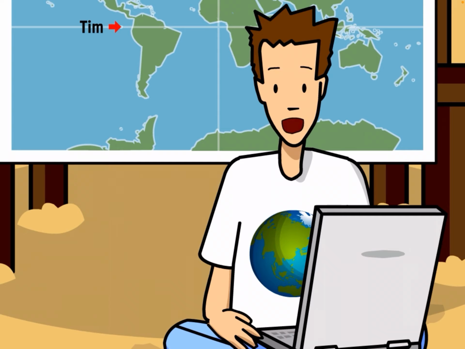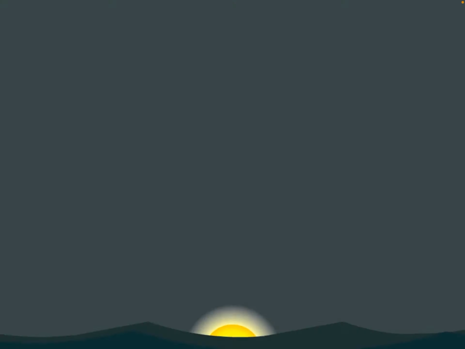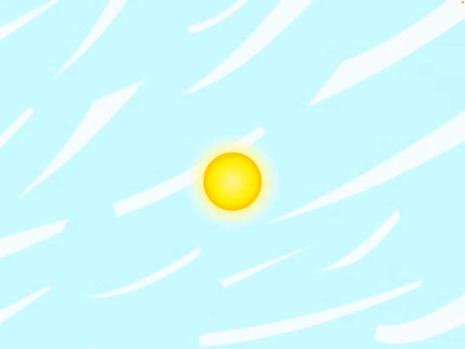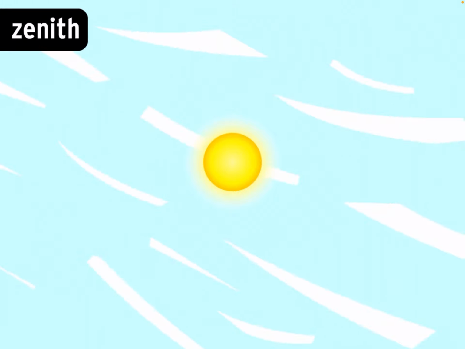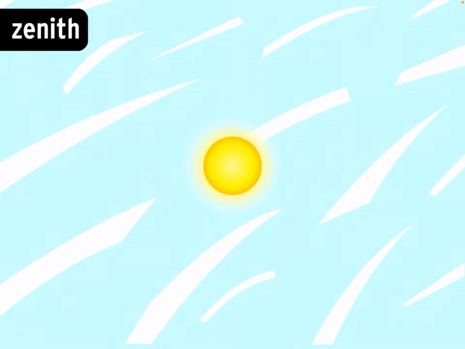During an equinox, the sun looks like it's moving directly over the equator. Here at the equator, the sun rises straight up in the east, reaches the zenith, the highest point directly overhead, and sets straight down to the west.